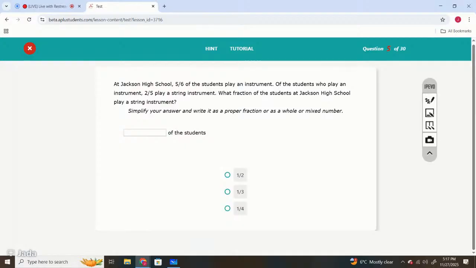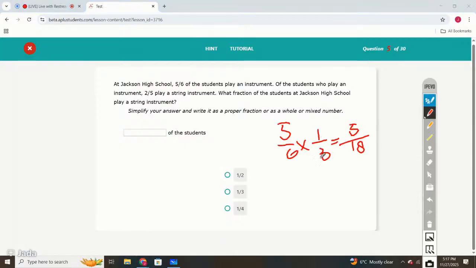At Jackson High School, 5/6 of the students play an instrument. Of the students who play an instrument, 2/5 play a string instrument. What fraction of the students at Jackson High School play a string instrument? So you have to do 5 by 6 times 2 by 5.